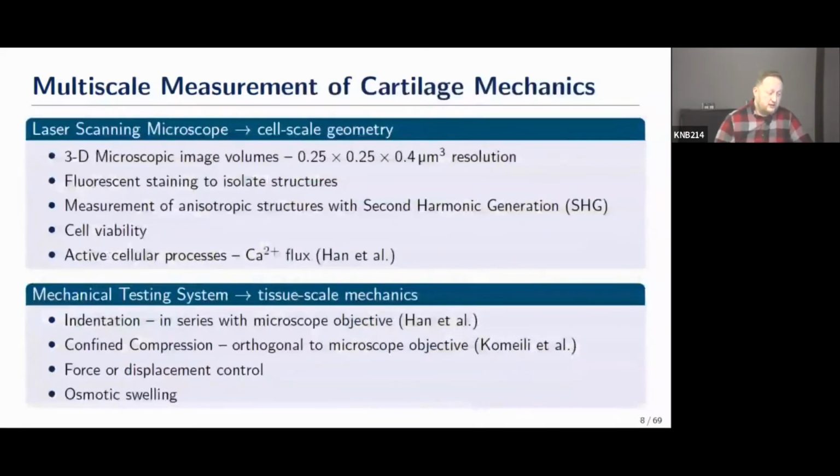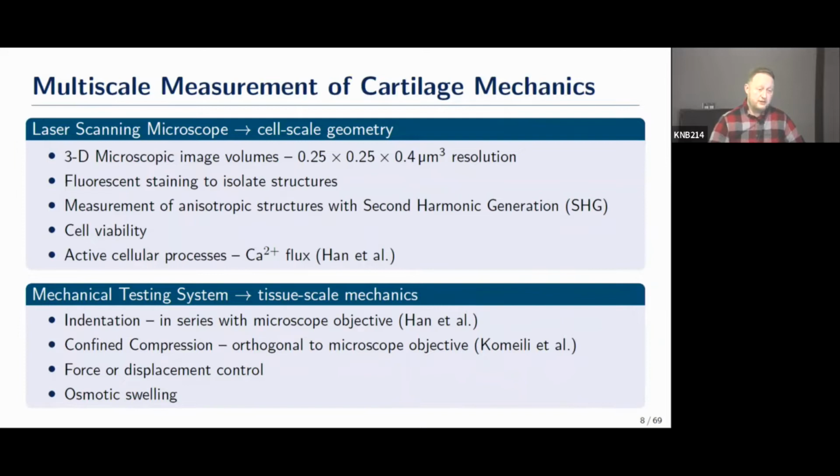So I showed you these different scales of articular cartilage. How do we go about measuring or relating mechanics that occur on, say, the tissue scale down to the mechanics that the cell might be feeling? One of the approaches that's been popular for the last 3 decades or so is using what are called optico-mechanical systems, where we couple a device that can image the cellular geometries, in particular a laser scanning microscope, which can obtain 3D images of microscopic volumes of cartilage and the cells within it. And we couple those to a mechanical testing system where we can apply some controlled known tissue scale mechanics.